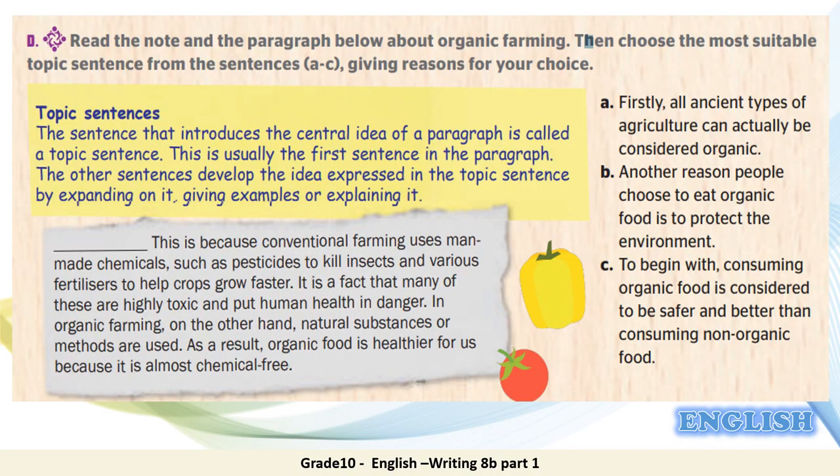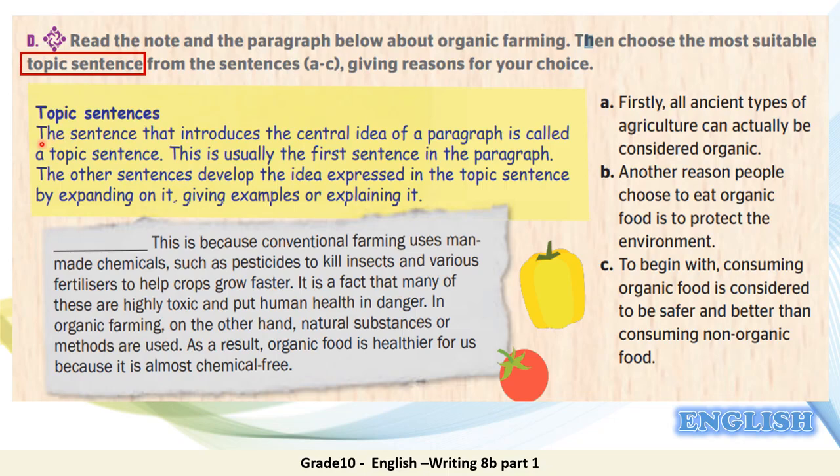Let's look at exercise D. Read the note and the paragraph below about organic farming. This is the paragraph you're going to read. Then you will choose the most suitable topic sentence from A to C and you will give reasons for your choice. Now, before you begin, let's look at the meaning of topic sentences.